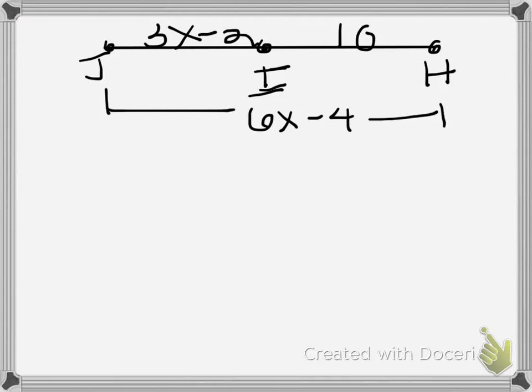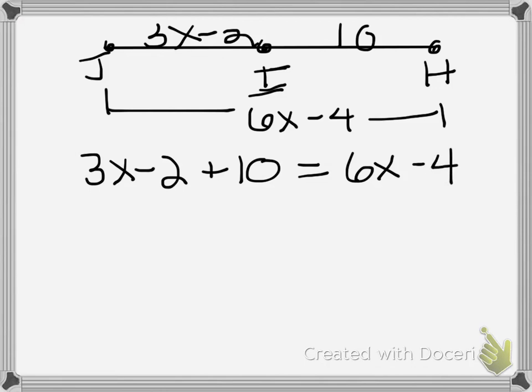So what we need to do is set up an equation. Now remember, the two pieces add up to the whole, so I'm going to start with my two pieces. I have 3x minus 2. I'm going to add to it the other piece, which is 10, and that is going to add up to the whole, which is 6x minus 4. So now we need to use our equation skills. We're going to put our like terms together first. So I'm going to put together this negative 2 plus 10. So I get 3x plus 8 equals 6x minus 4.